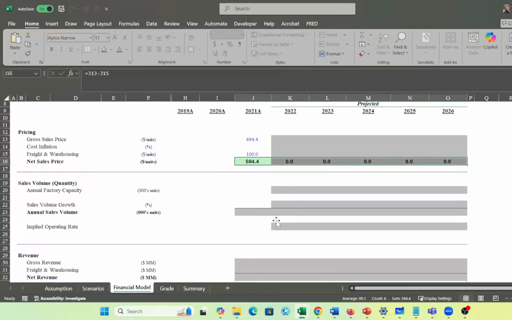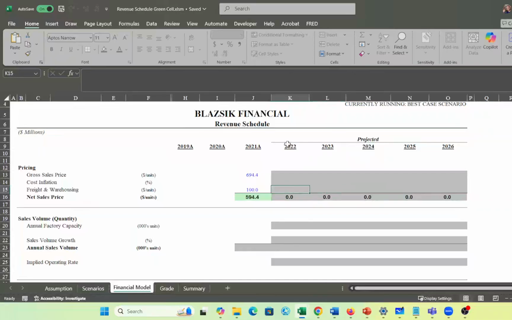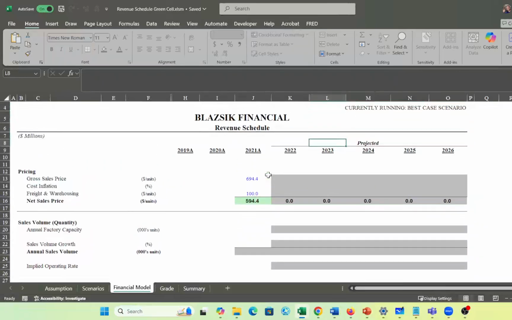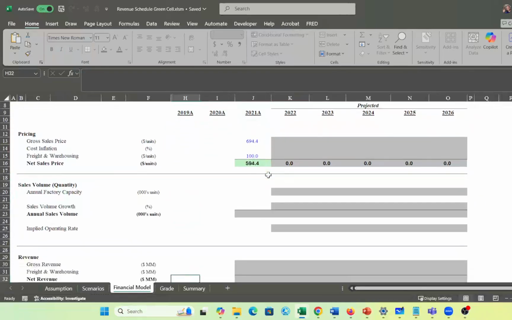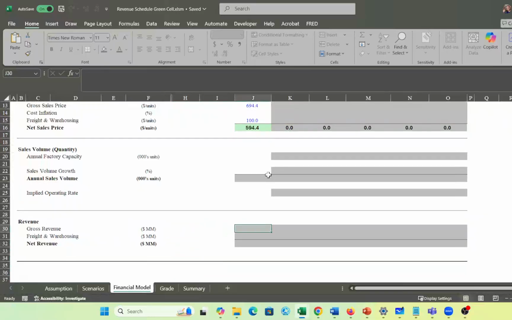This is the projected up here that we have. So we have the projected right here, and then this is the actual. That's actual years that is collected. So when we go down here, that means we have to pull some of this data from the income statement. The income statement will not have quantity and it will not have price, but what it does have is revenue. So we can find the last recorded year, 2019, from the income statement. We can find gross revenue, freight and warehousing, and net revenue.